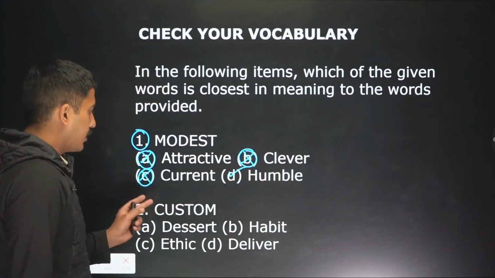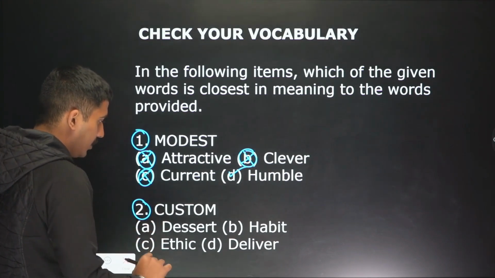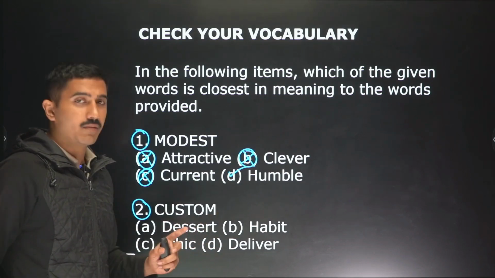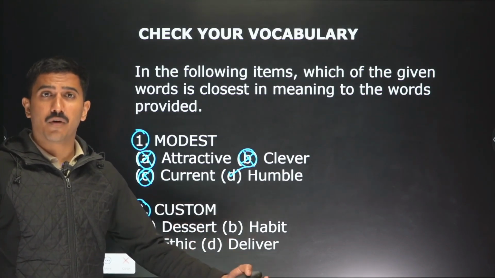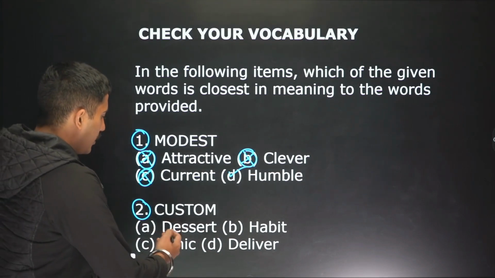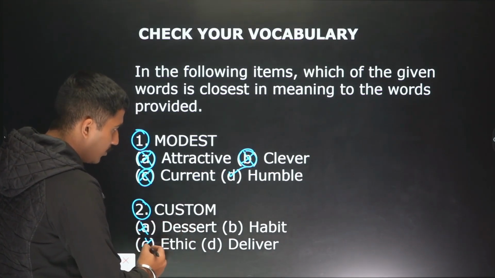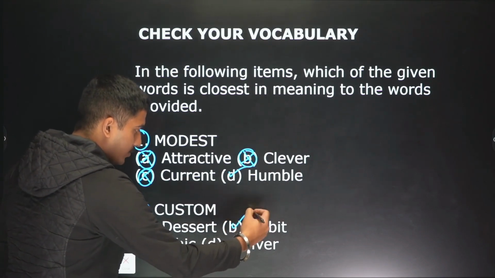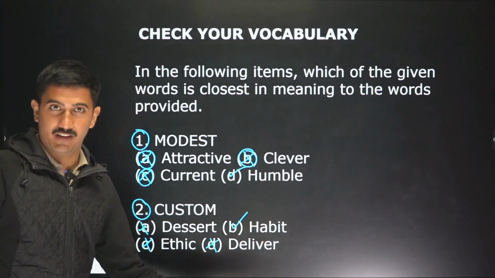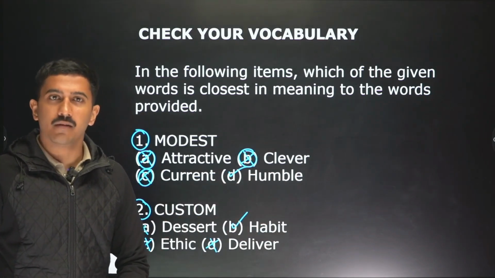Clear? Next is custom. This is not your airport custom. If you see the words, you'll get to know this is something related to the customs or rituals that you follow, right? Now, desert is obviously not an option. Ethic, no. Habit is the correct option, and obviously not deliver. Custom does not deliver anything. Custom also means a habit that has been followed for quite a long time. Clear? All right.